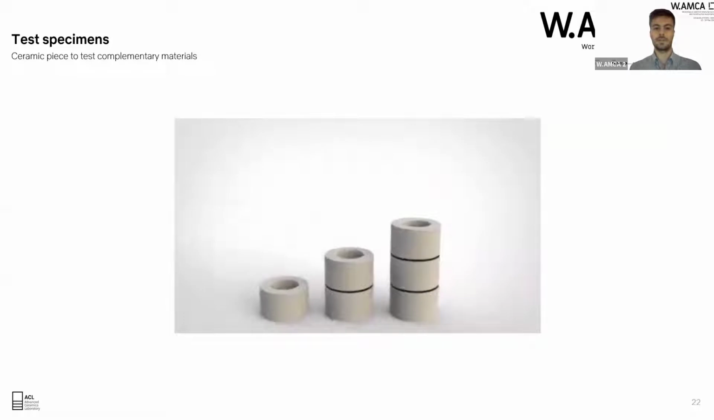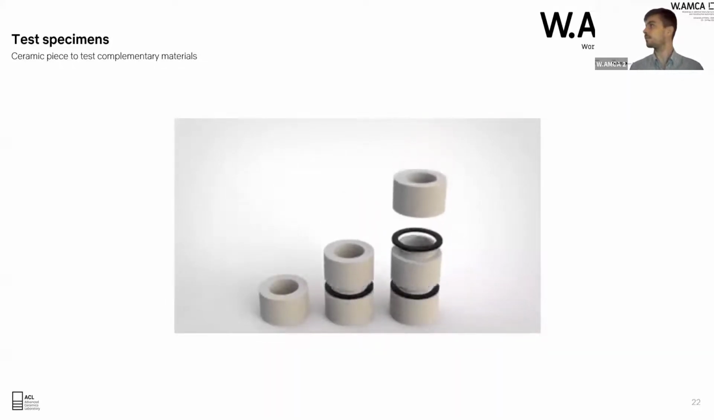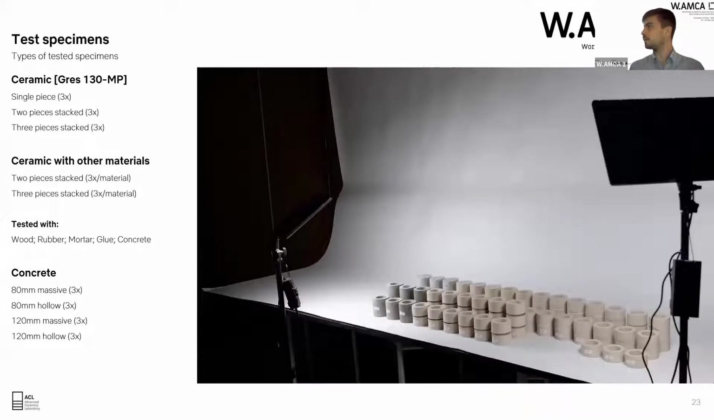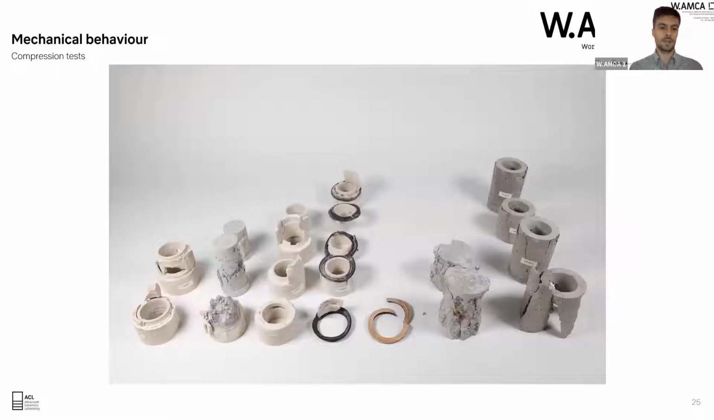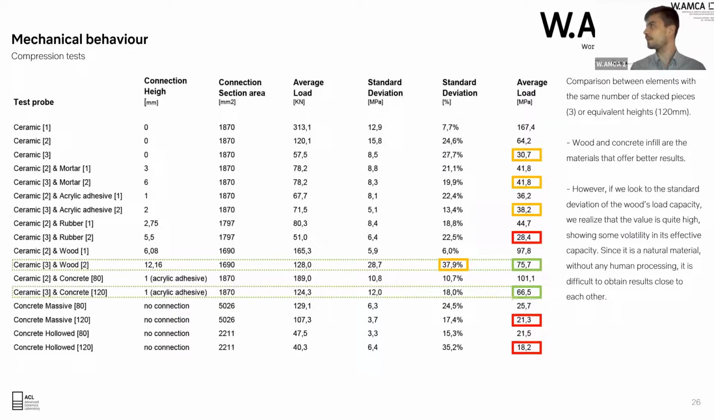This is how the system works, basically. These are all the specimens that we test. And here are the compression tests of one single ceramic piece. Here the remains of the tests, and here the values that we obtain.